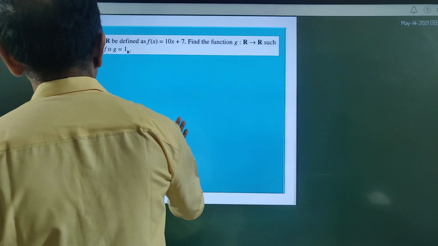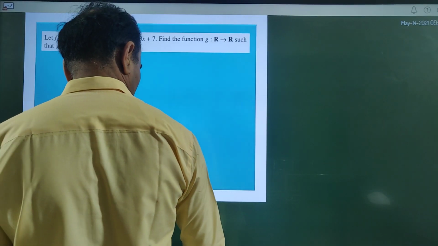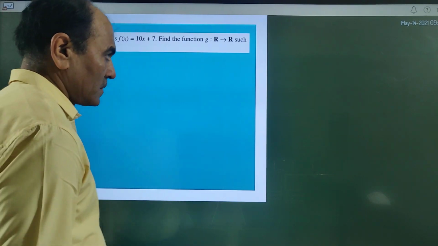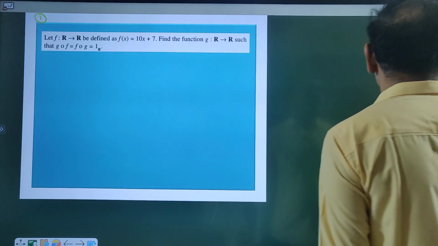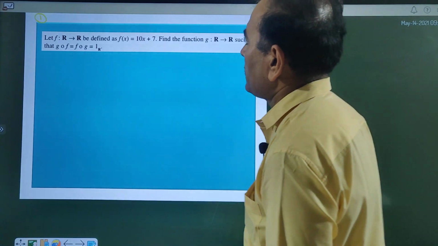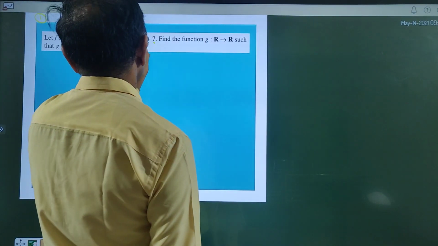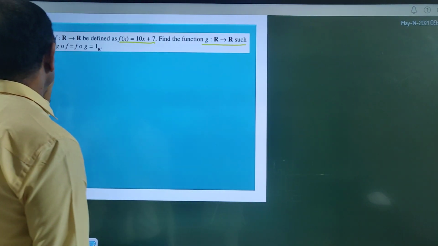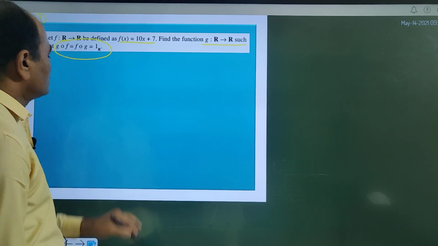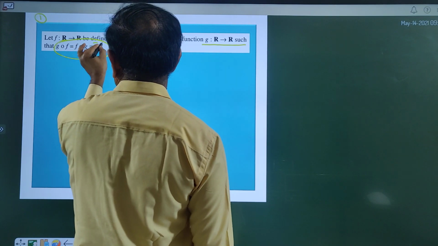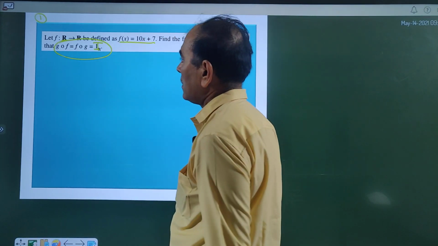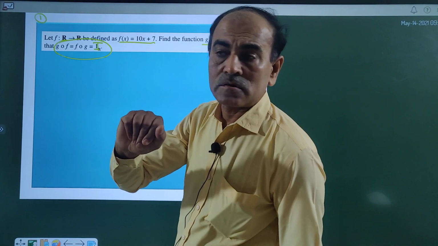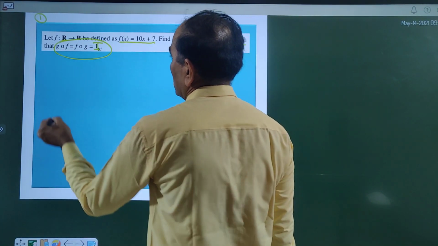See here, first one. f from R to R defined by f(x) is equal to 10x plus 7. Find a function g from R to R such that f of g is equal to g of f is equal to I_R. Clear? f is linear. The identity function is also linear. Definitely g is also linear.